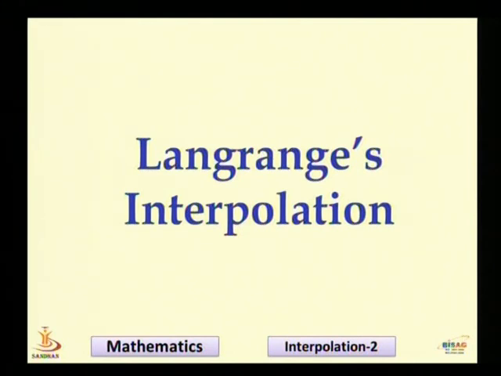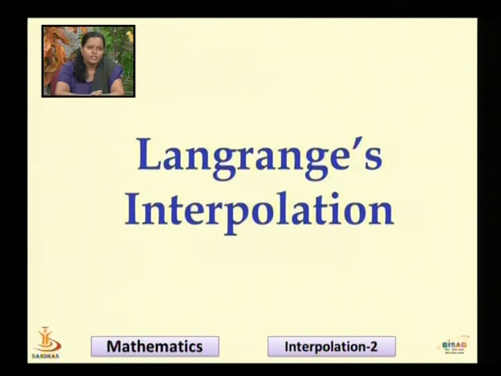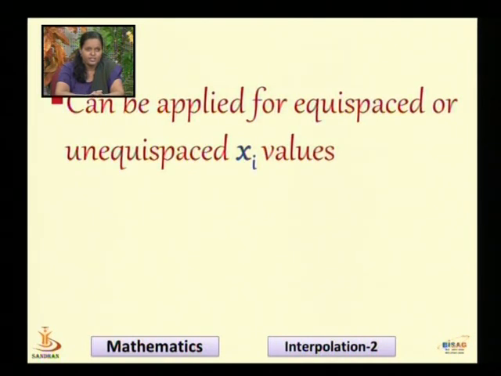Now let's discuss Lagrange's interpolation. Newton's forward and backward interpolation, which we have discussed, is applicable only for equispaced points. What happens when we are having unequispaced points? Hence the introduction to Lagrange's interpolation. Now, Lagrange's interpolation can be applied for equispaced as well as unequispaced values.